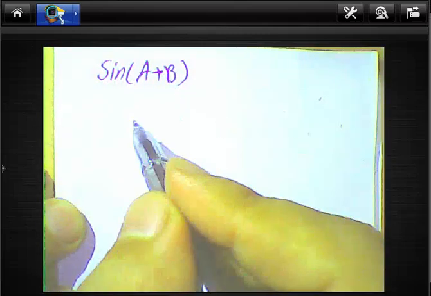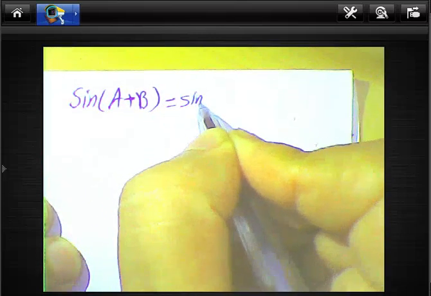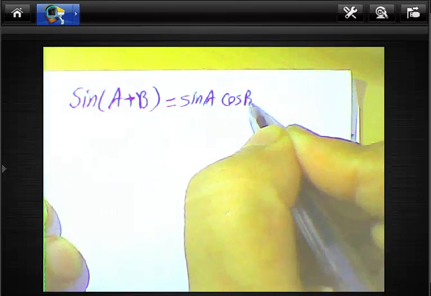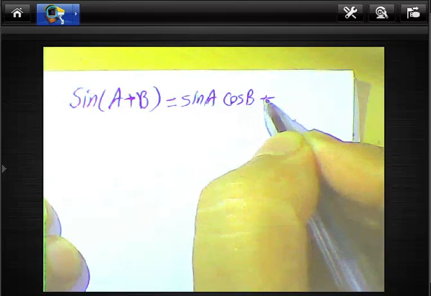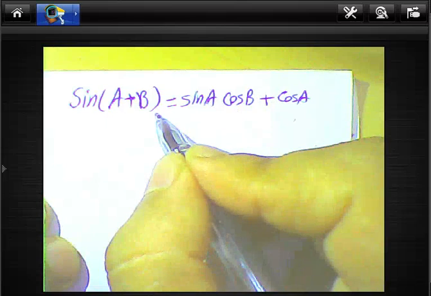Today we are going to talk about an important math concept called trigonometry, addition formula and exact value. Look at here. What about sine A plus B? We must know this rule. Sine A plus B equals sine A cosine B. We can write this sign here, positive, cosine A sine B.